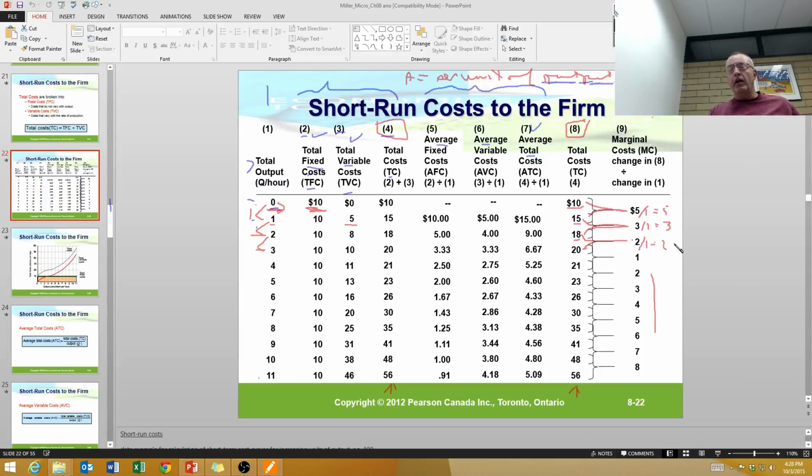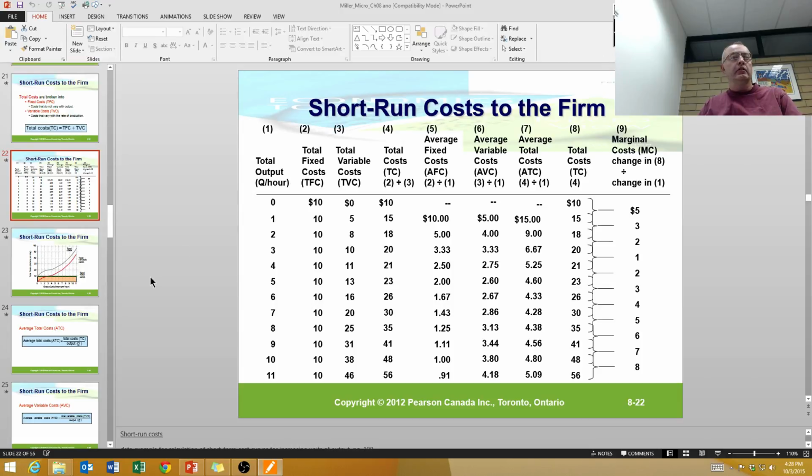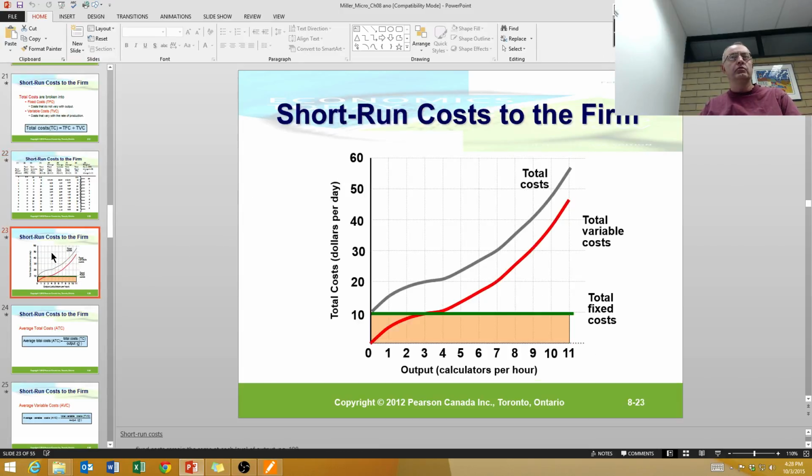Okay, so now we're going to plot all these costs on some charts here so we can see the relationships between them. So let me clear that, then move on. Okay, so this first chart is simply the chart of the total costs. So we have our total fixed costs, red. Regardless of how many calculators we produce, whether we produce 0 calculators or we produce 11 calculators, our fixed costs are going to stay the same at $10.